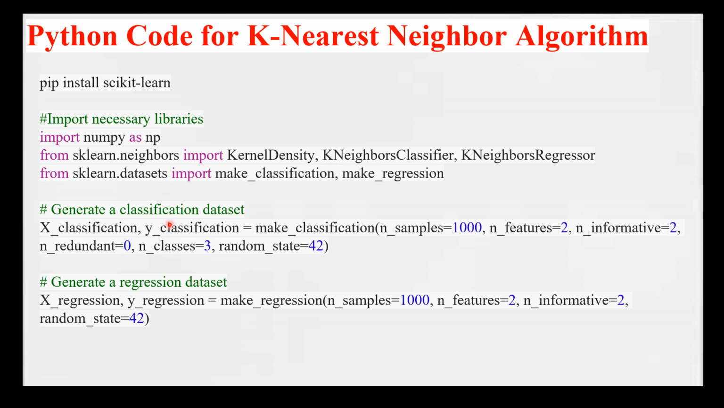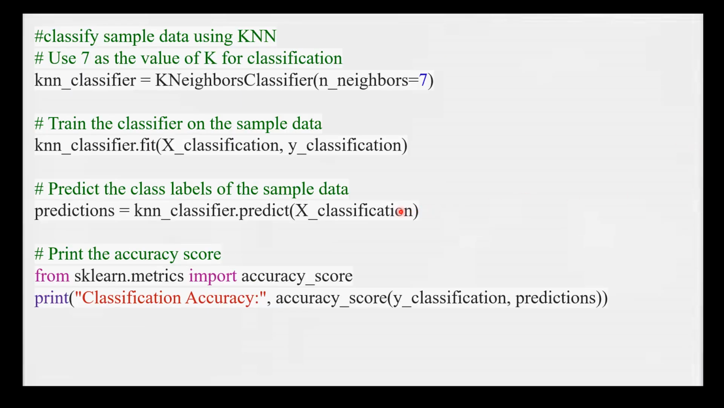And then we will generate the classification data set. That is, this will generate a random classification data set with 1000 samples, 2 features, 2 informative features, 0 redundant features, and 3 classes. Then we will generate a regression data set with 1000 samples, 2 features, 2 informative features, and a continuous target. And then we will classify the sample data using KNN.